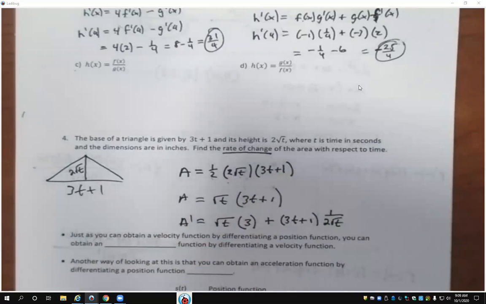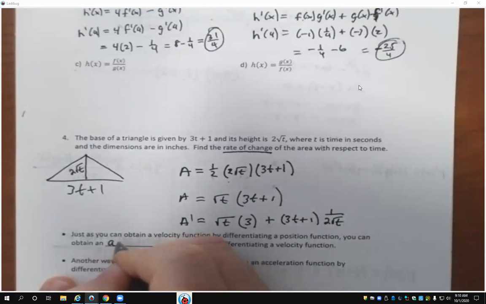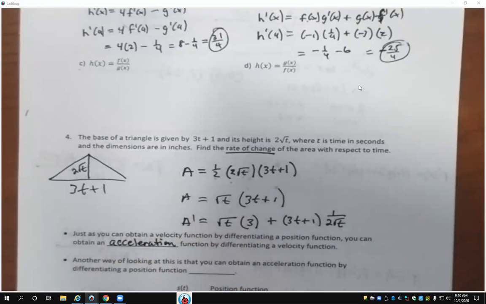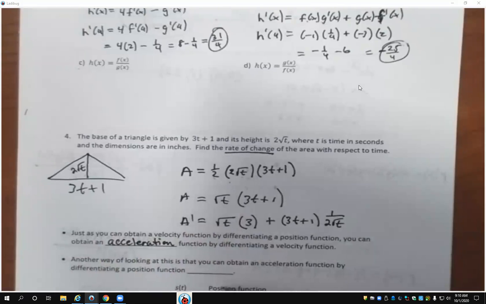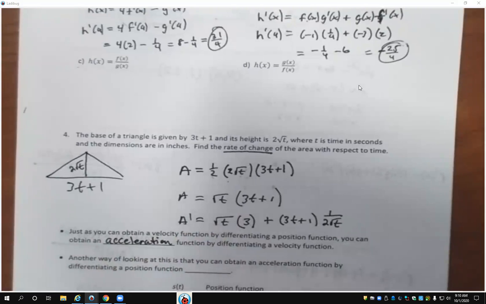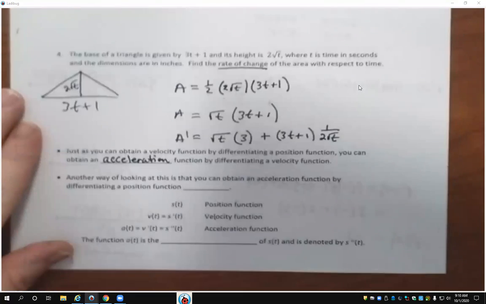All right, so we're going to take that position and velocity one step further now. Just as you can obtain a velocity function by differentiating a position function, right? Velocity is the derivative of position. You can obtain an acceleration function by differentiating velocity. And so this is listed here, okay? Velocity is the derivative of position, acceleration is the derivative of velocity, and it's going to say this in the fill in the blank down here at the very bottom.